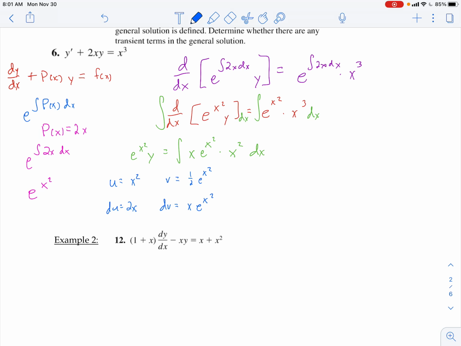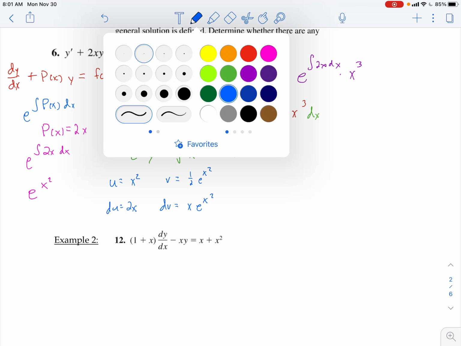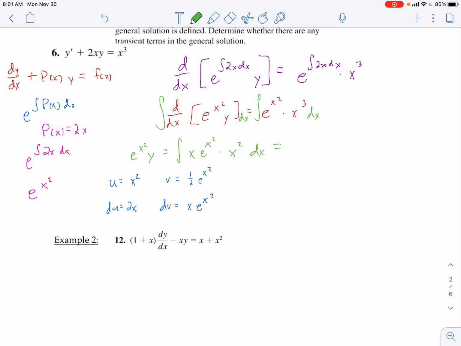All right, now let's go ahead and do the integration. So this is just going to be the right-hand side of this. So I'm just going to say, all right, so equals uv, which is going to be 1/2 x squared e to the x squared minus the integral of v times du, which is going to be 1/2 e to the x squared times 2x dx. And then I'll go ahead and integrate that.